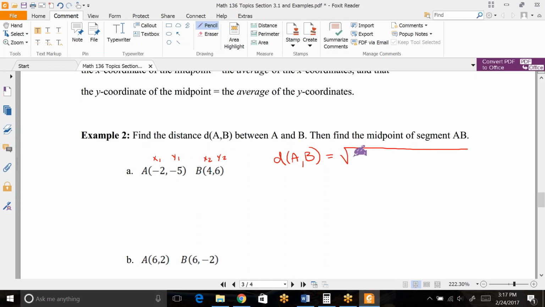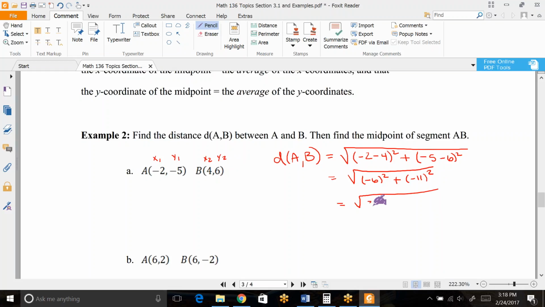So it's the square root of, we subtract the x's, so -2 minus 4 squared plus, now we subtract the y's, -5 minus 6. I could have done this just as easily the other way. I could have done 4 minus a negative 2 and 6 minus a negative 5. Those would have both turned into addition, but the overall thing here is that as long as they come out to the same value after we square, it's still the same answer. So this is negative 6 squared plus negative 11 squared.